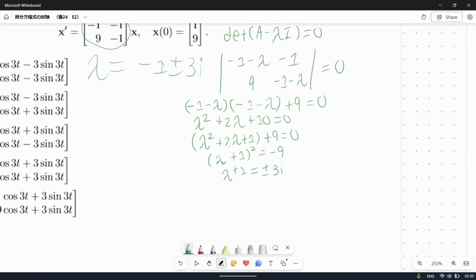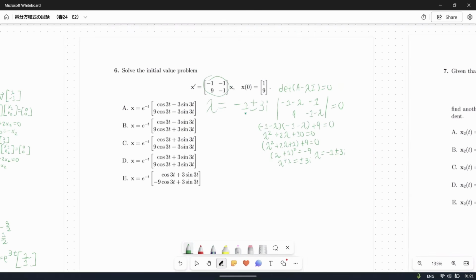So lambda ultimately is going to be equal to negative 1 plus or minus 3i, which matches our initial guess here of negative 1 plus or minus 3i. So after doing the computation, you can see that we do in fact have a complex eigenvalue. From here, we just have to find an eigenvector.